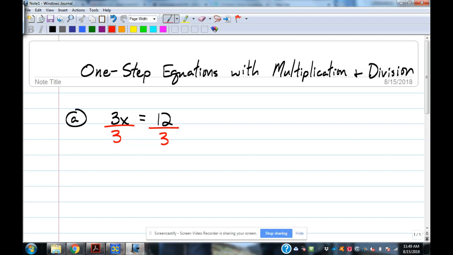What happens to these 3s over here? May mark out, because 3 divided by 3 turns into what? 1. So that's like saying there's 1x left over. And then we just do this division over here. Does 3 go into 12 evenly? Yeah, how many times? 4 times. There's our answer. Notice how my equal signs line up.